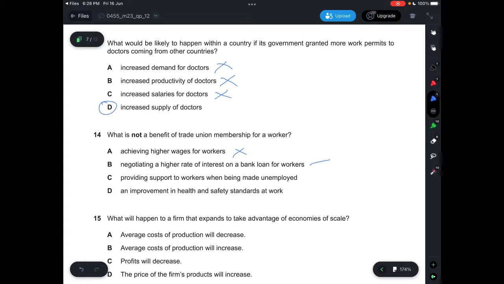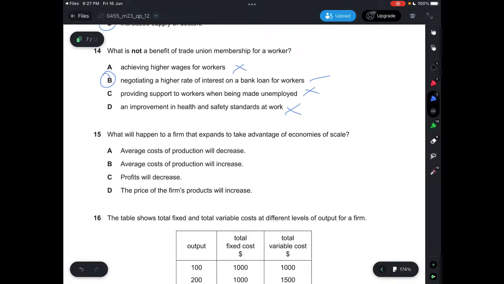Let's say if they were to borrow, for example, $50,000, then they have a loan with an interest of probably about 7%, but then you want to try to decrease it to 4% instead of having to maintain it at 7%. So if you were to negotiate a higher rate of interest, you're benefiting the bank more than the worker themselves. So B is not correct. C says providing support to workers when being made unemployed. This is indeed a benefit. D says an improvement in the health and safety standards, which is also a benefit. So answer is B.